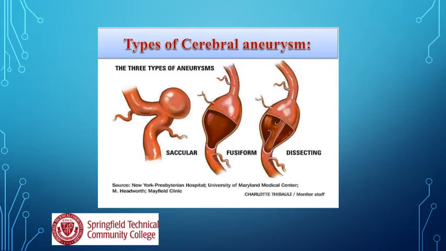And then this one here is actually a dissection. So you can see the original vessel inside the aneurysm, and the lining has kind of split apart around the blood vessel and created an aneurysm around it. And this visual is important because a dissection is a complication that we're going to talk about later in this lecture.